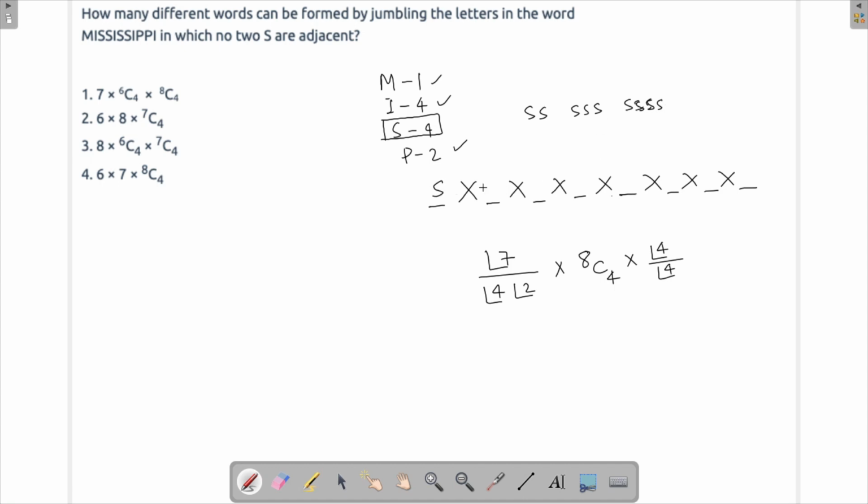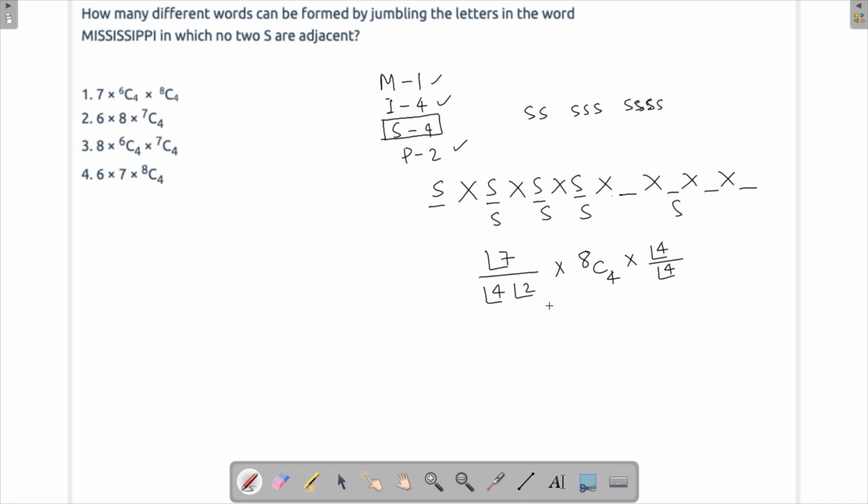So if S, S, S, and S come there, then of course they're not together. Or there could be an S over here, S over here, S over here, and S over here as well. Then they are not together, right? Because there are letters in between. So this is my final answer.